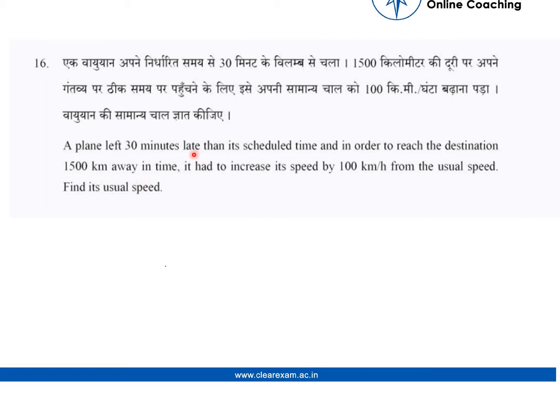A plane left 30 minutes later than its scheduled time, and in order to reach the destination, which is 1500 km away, in time, it had to increase its speed by 100 km per hour from its usual speed. Find its usual speed. As we know, speed is equal to distance upon time. So let's solve this using this formula.